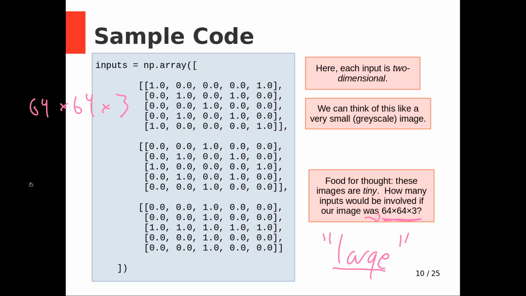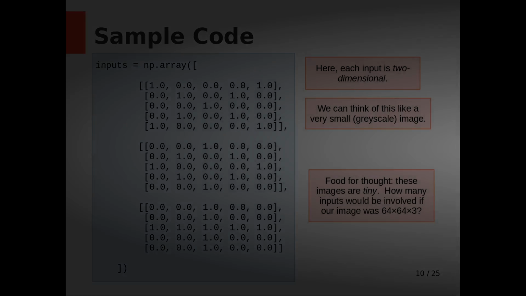So for some of the simple problems, we were able to think about our input as a 2D space because we had 2 inputs. For these larger image problems, we can't really visualize them that way because they are a 3 times 64 times 64 input problem. And it's going to bug me, so let me find out how many that actually is.